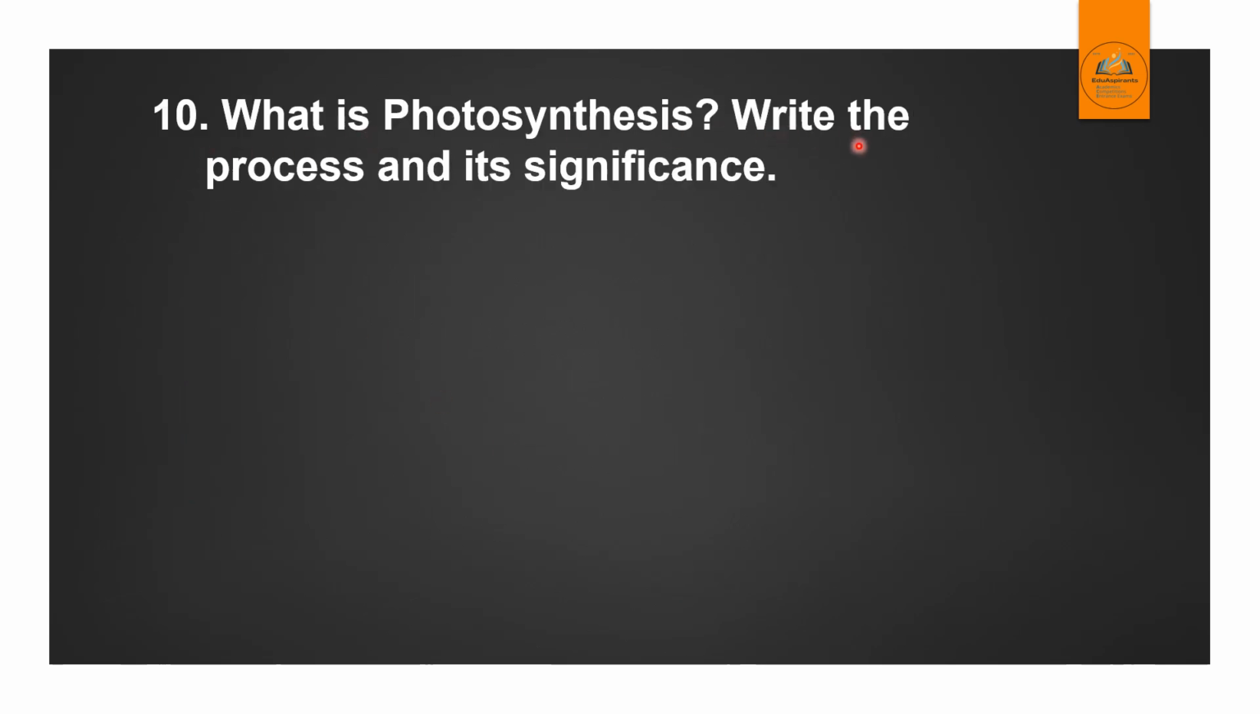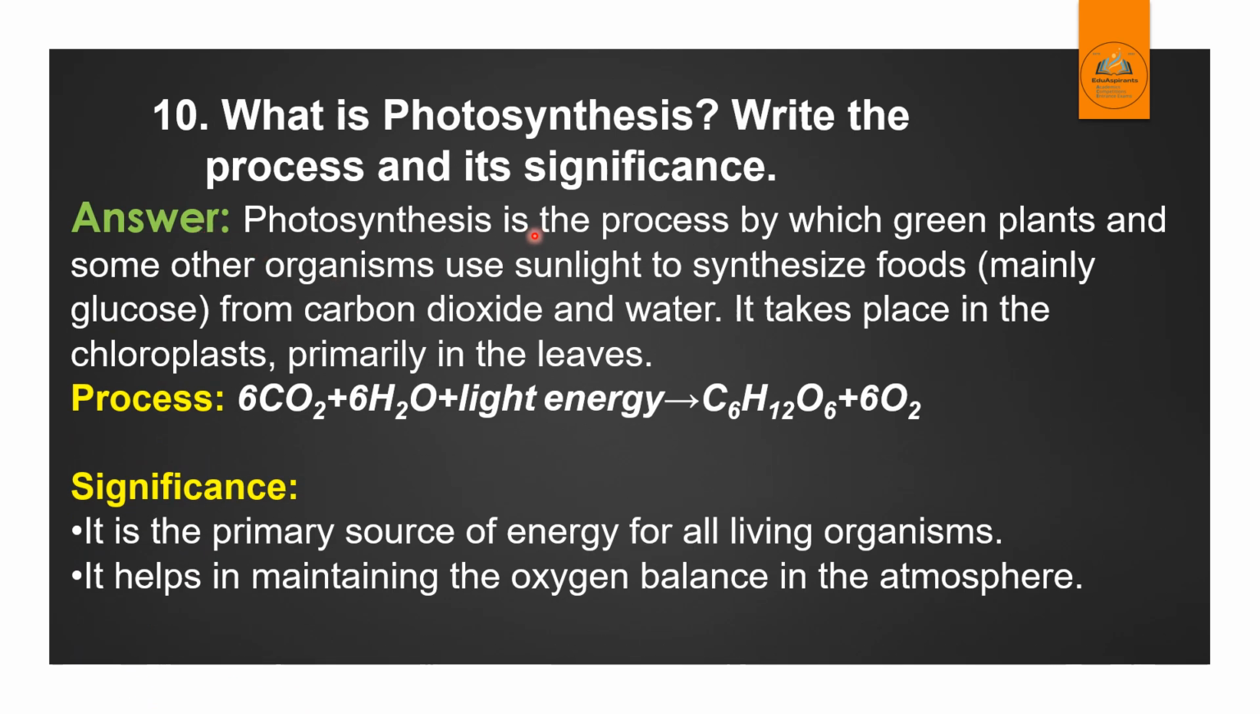10. What is photosynthesis? Write the process and its significance. Photosynthesis is the process by which green plants and some other organisms use sunlight to synthesize food, mainly glucose, from carbon dioxide and water. It takes place in the chloroplasts, primarily in the leaves. Process: 6CO2 + 6H2O + light energy gives C6H12O6 + 6O2. Significance: it is the primary source of energy for all organisms. It helps in maintaining the oxygen balance in the atmosphere.